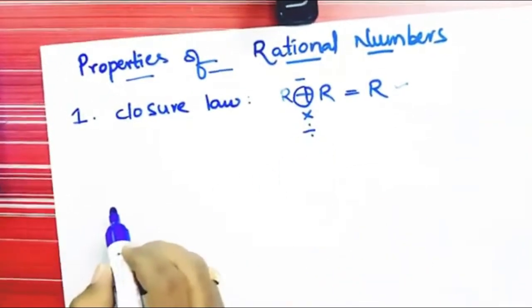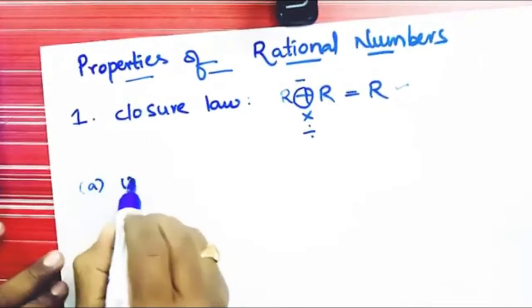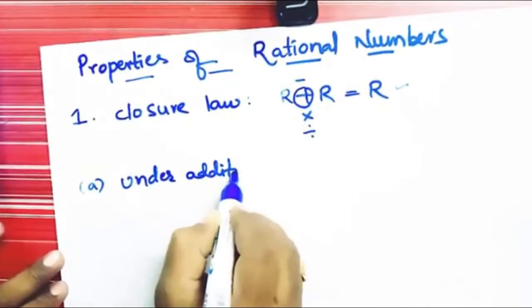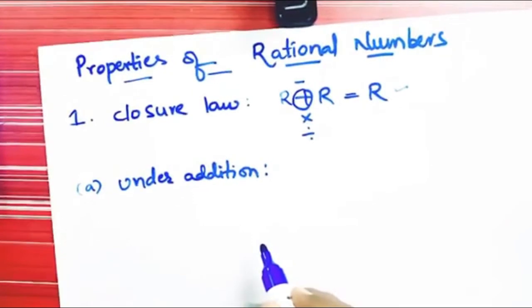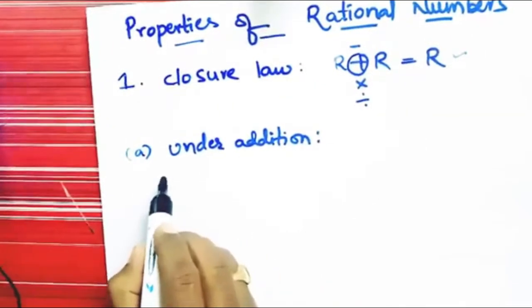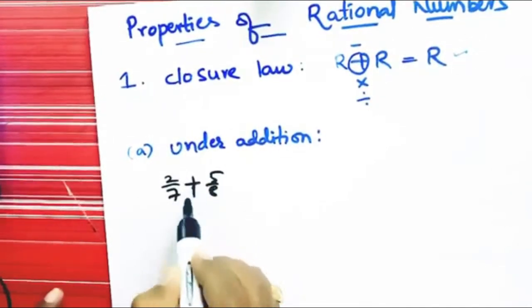Now we will go with the closure property under addition. The first one is under addition. We will check whether this addition operation will be satisfied or not. Now I'm taking two rational numbers, 2 by 7 and 5 by 8. I'm adding these two numbers.